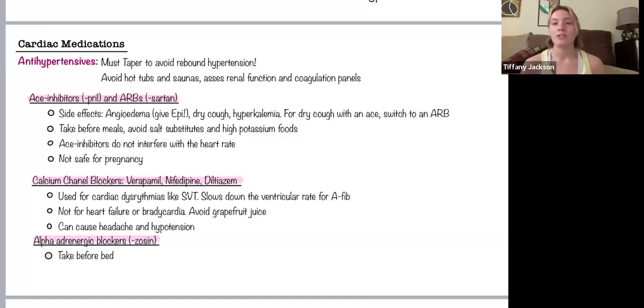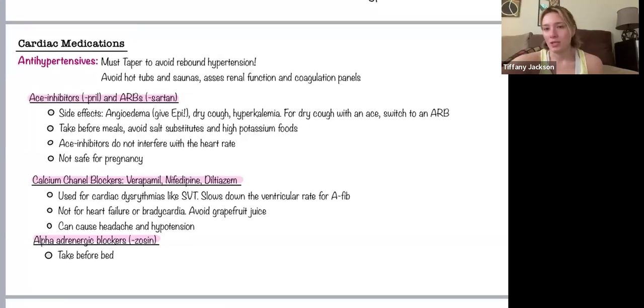Up next, we have our calcium channel blockers. These are our very nice drugs, verapamil, nifedipine, and diltiazem. These are good drugs of choice for cardiac dysrhythmias. However, these are not good for patients with heart failure or bradycardia. Remember, avoid grapefruit juice when on a calcium channel blocker. I always say we don't want to mix milk and grapefruit juice with breakfast. It's not fun for the stomach. However, these medications can cause headache and hypotension.